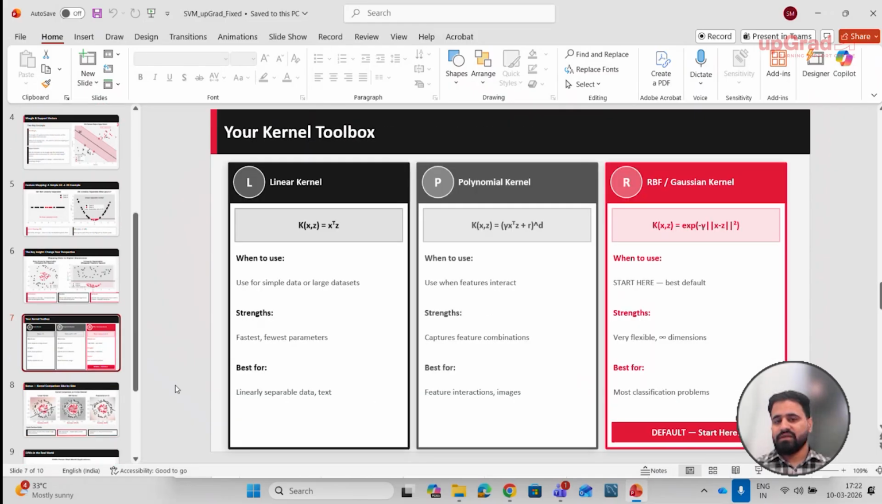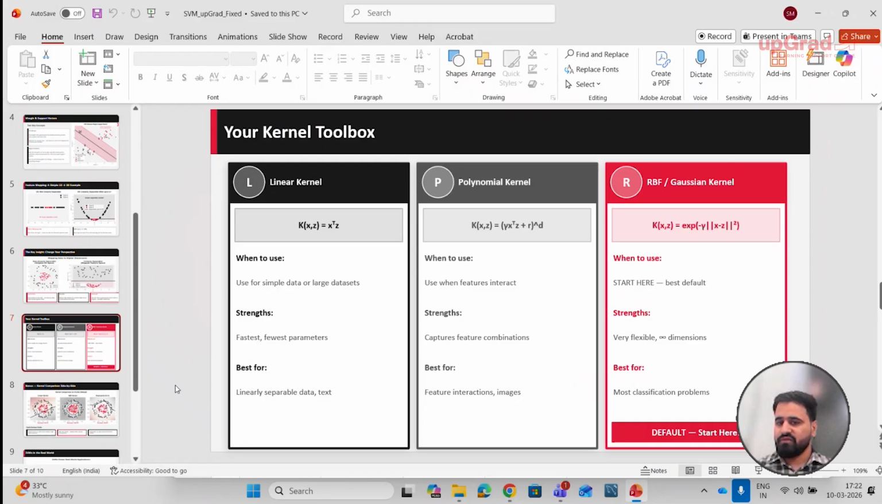When we say the kernel trick, we have a lot of different types of kernels. We can use a linear kernel, which we use for our simple data sets. The strength of this kernel is that it is the fastest. We don't have to worry about many parameters here, and it is used when we have linearly separable data.